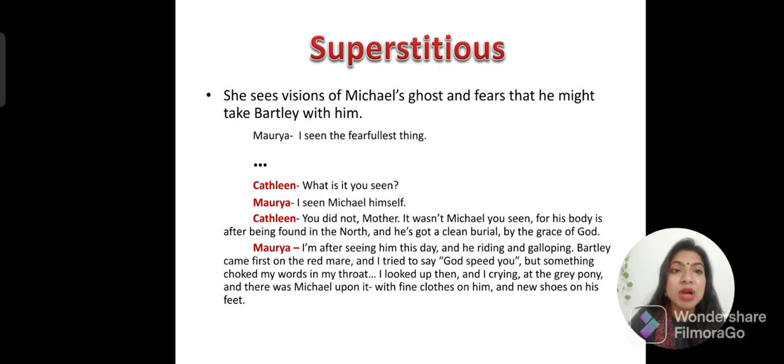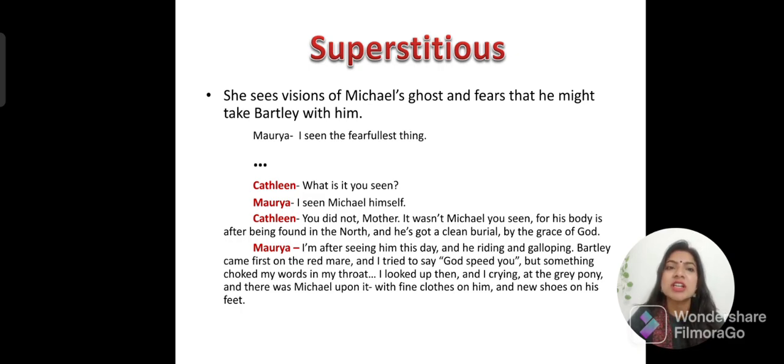Maurya says, I am after seeing him this day and he riding and galloping. Bartley came first on the red mare and I tried to say, God speed you, but something choked my words in my throat. I looked up then and I crying at the grey pony, and there was Michael upon it, with fine clothes on him and new shoes on his feet.